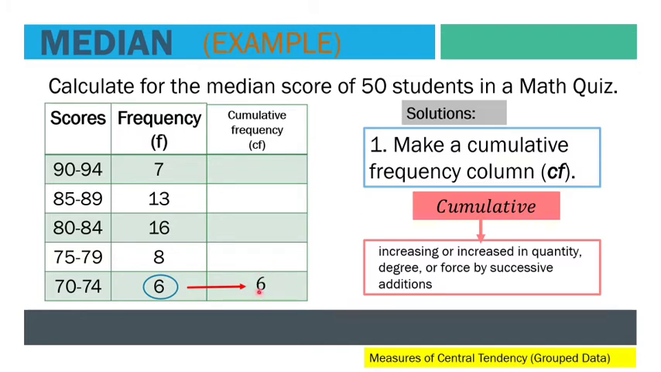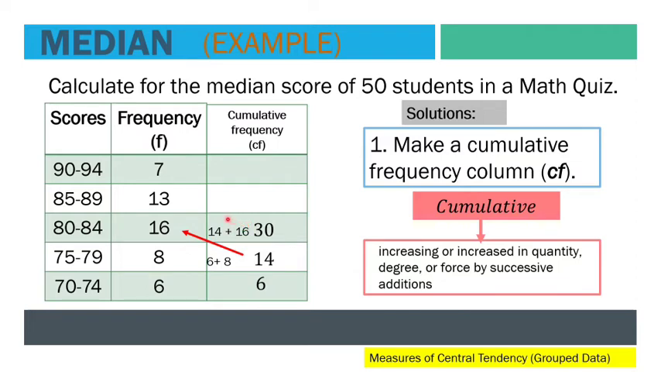And then we have to add 6 with the next frequency, the 8. So that would be 6 plus 8. We record the answer 14 here. That's the second CF. And then 14 would be added to the next frequency, 16. So it will give us 30. That's our third CF. Basically, we're just adding the frequencies upwards.